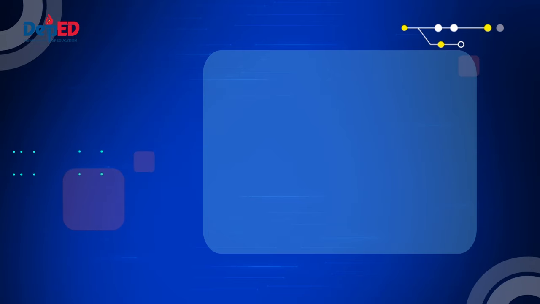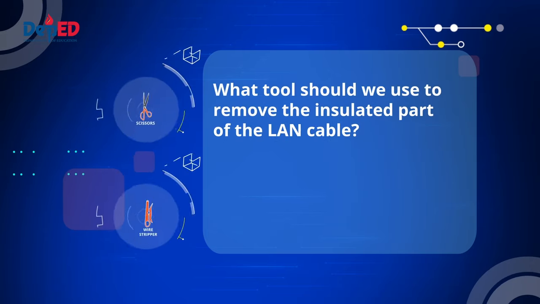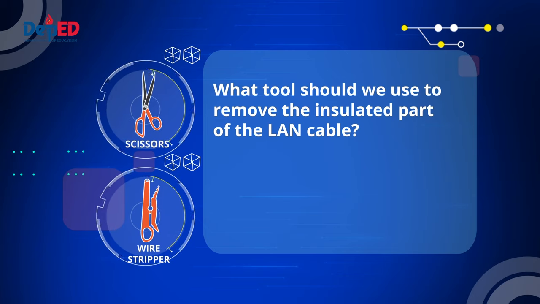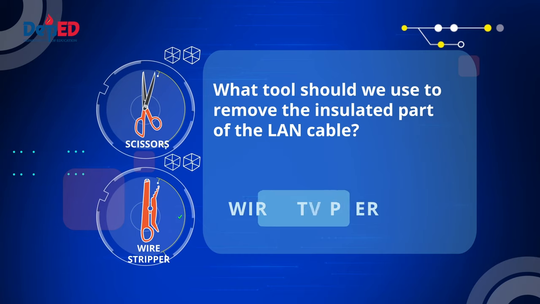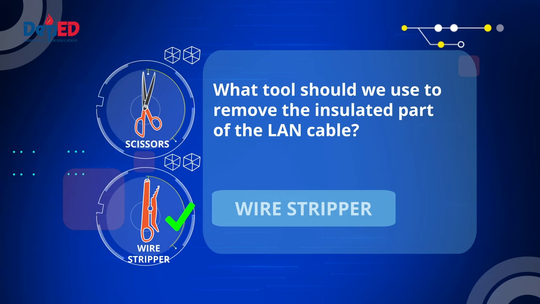Question number 6. What tool should we use to remove the insulated part of the LAN cable? A wire stripper is made up of a small plastic material. It has a metal blade to remove the insulated part of the wire without cutting it.